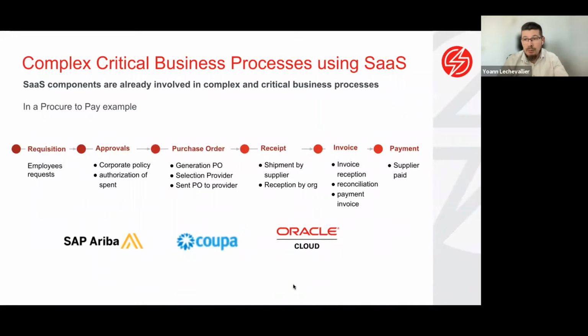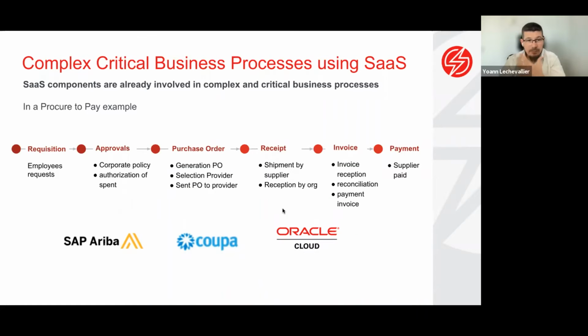Another example, which also comes from some of our customers, is a procure to pay business process, where from the requisition at the employee request level to the approval step, then the purchase order, the receipt, the invoice, and the payment, it can involve SAP, Coupa, and Oracle. Those processes are very familiar to everybody, and they may already be relying on external applications running as a SaaS.